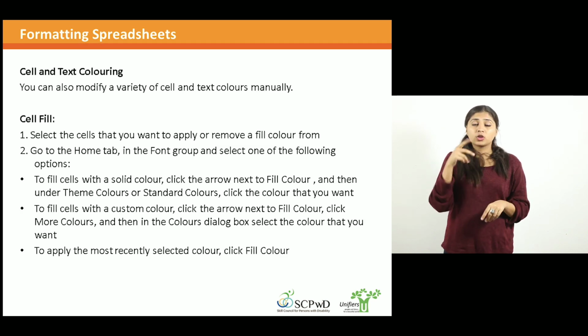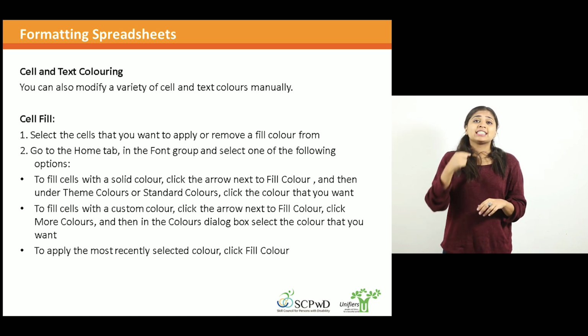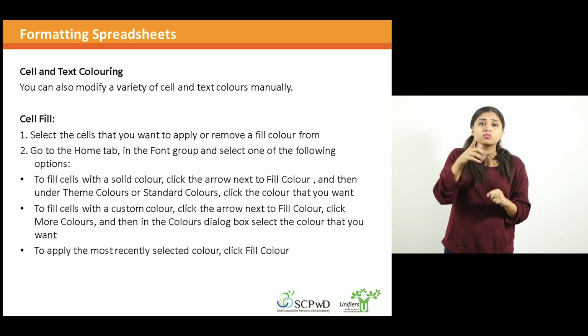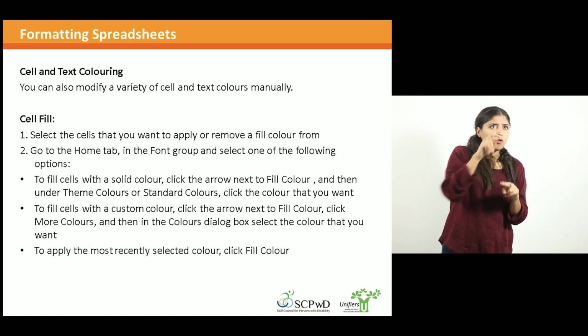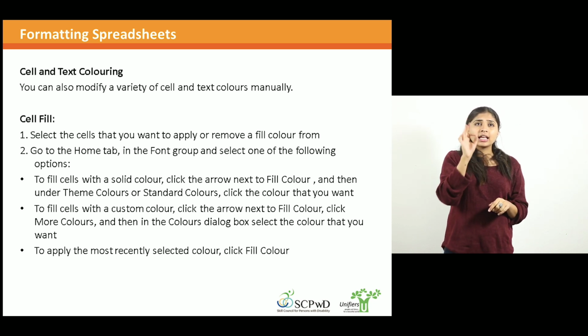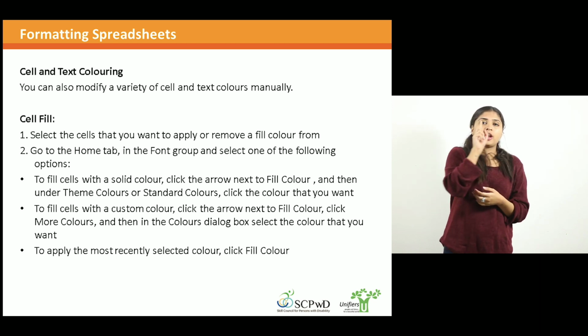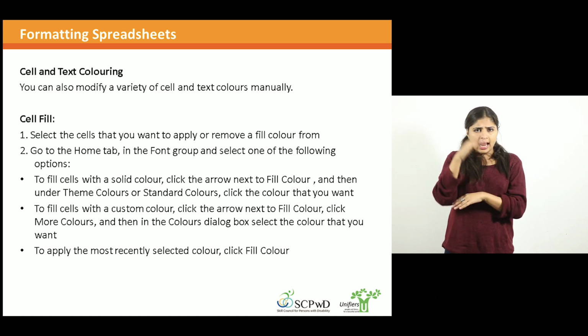Cell and text coloring. You can also modify a variety of cell and text colors manually. Cell fill. Select the cell that you want to apply or remove a fill color from. Go to the Home tab in the Font group and select one of the following options. To fill cells with solid color, click the arrow next to Fill Color and then under Theme Colors or Standard Colors, click the color that you want.